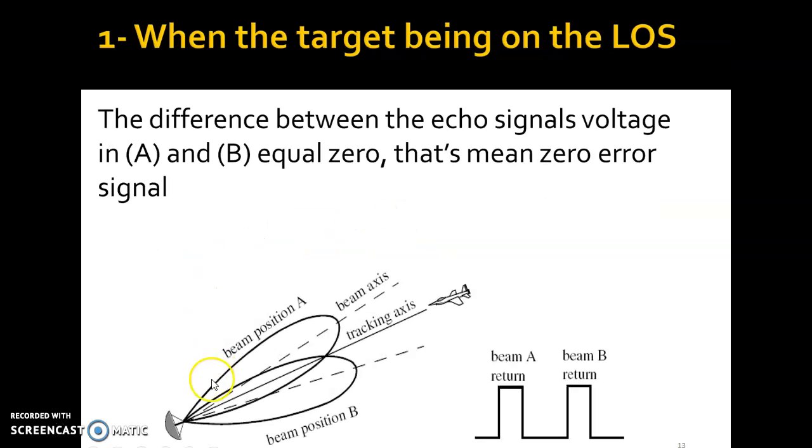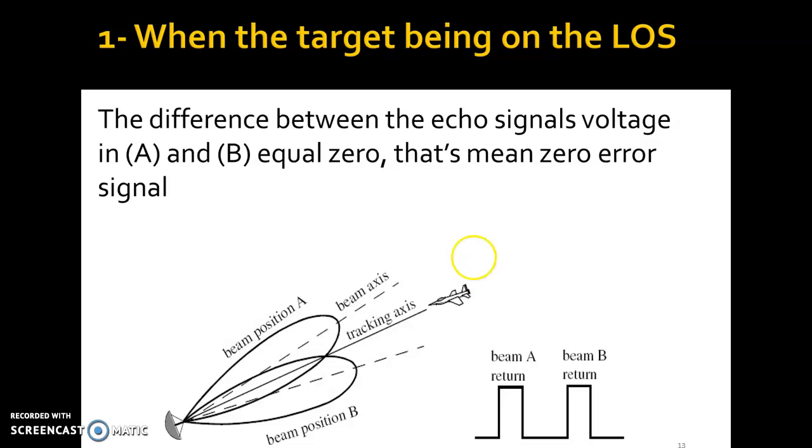As we can see in this diagram, we have two positions, beam position A and beam position B. We have the main beam axis. The beam axis lies for each and every beam that is being produced for the two positions of the radar display. So we can see position A has the main beam axis, position B has another beam axis, but the actual tracking axis is somewhere else. It is lying in between the two beams, exactly over the target axis. And we want our beam to be over the tracking axis. So if the difference between the echo signal voltage in A and B equals 0, that means zero error signal.